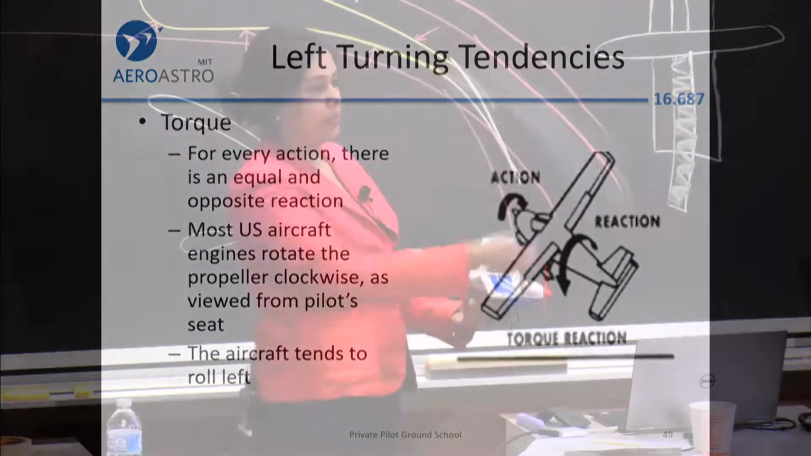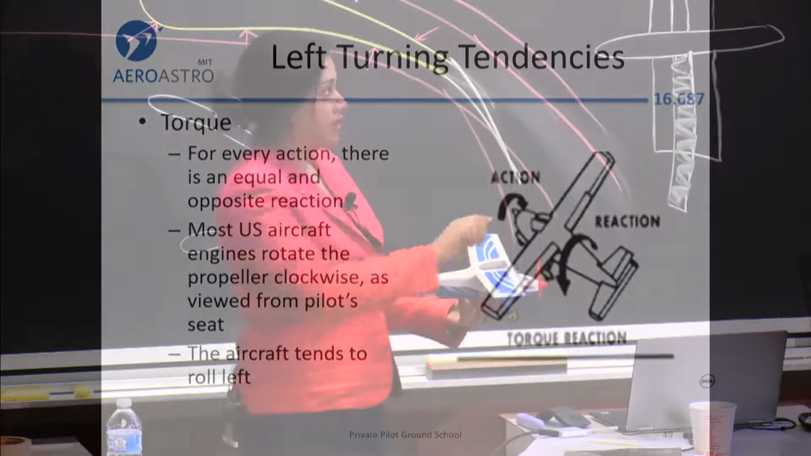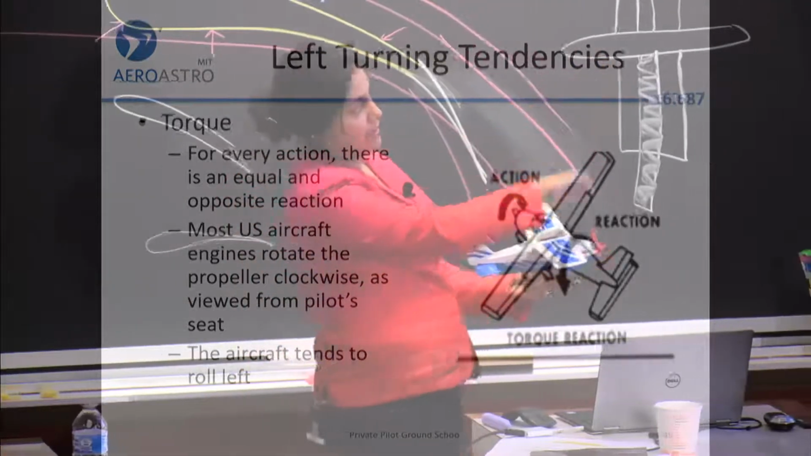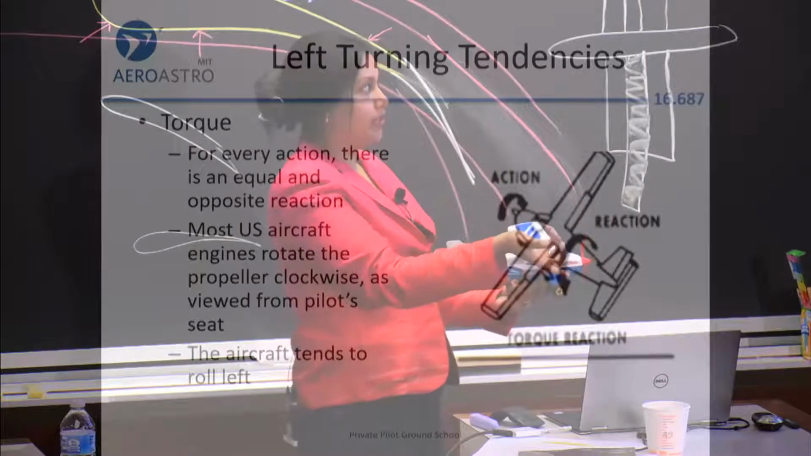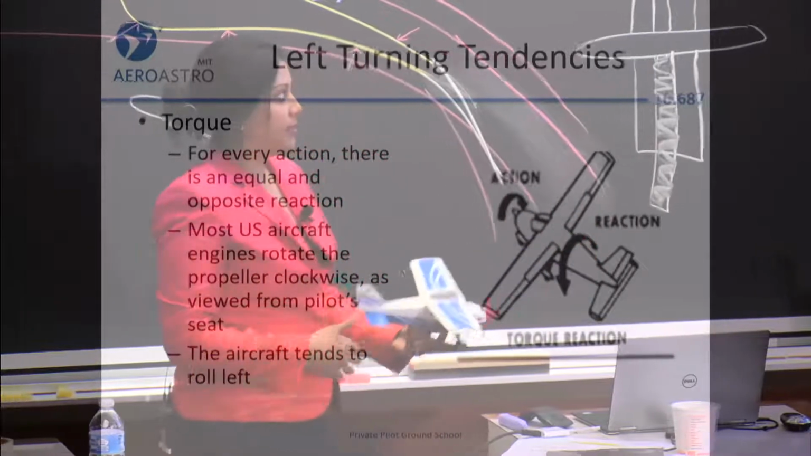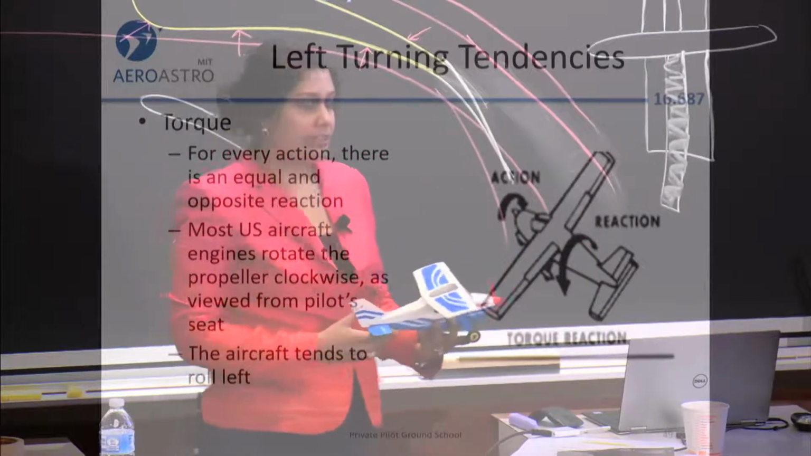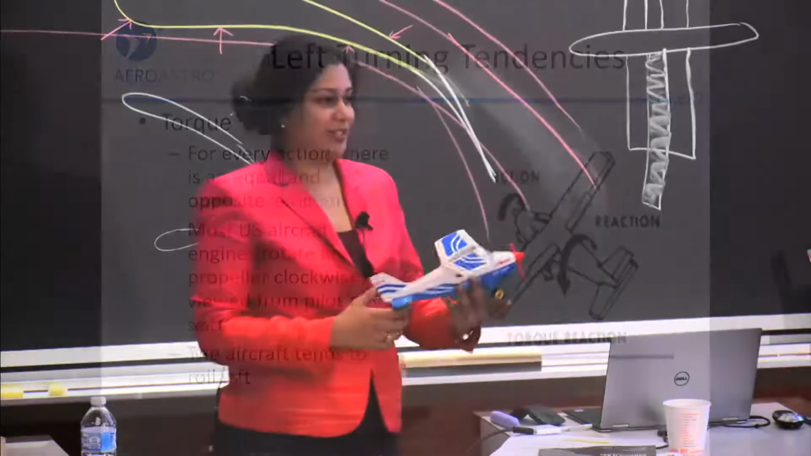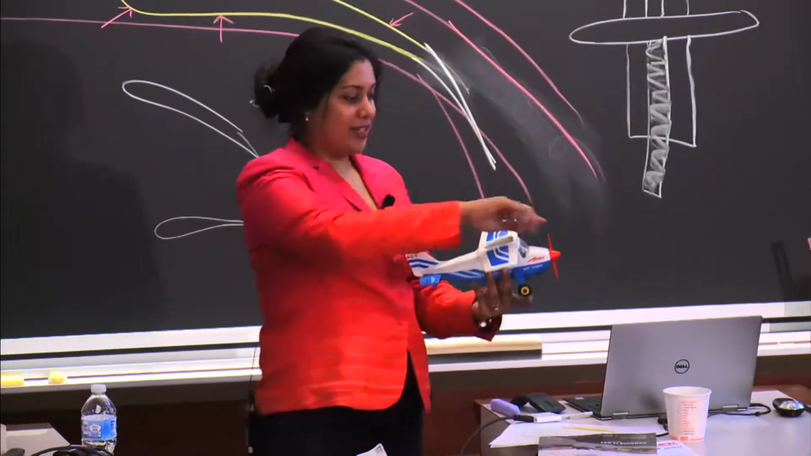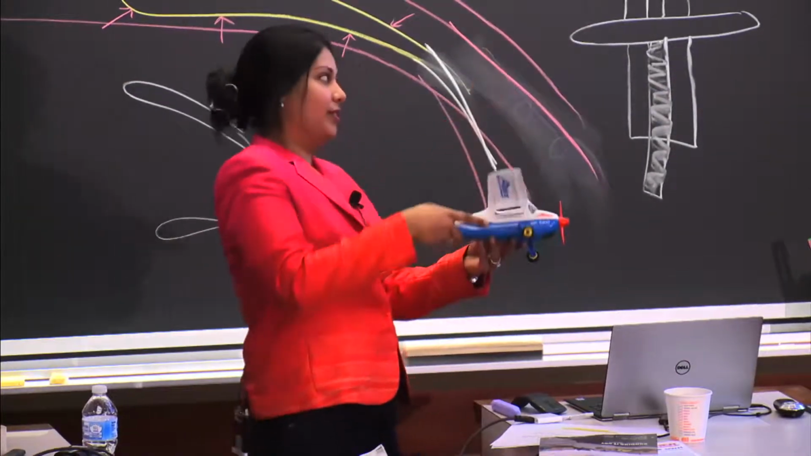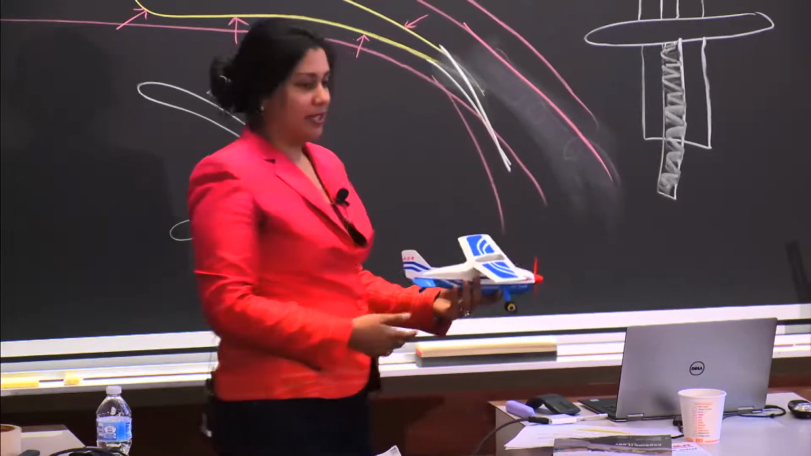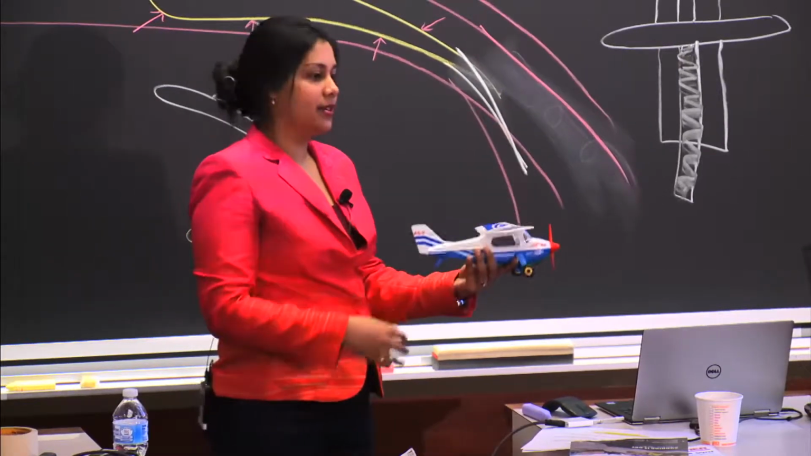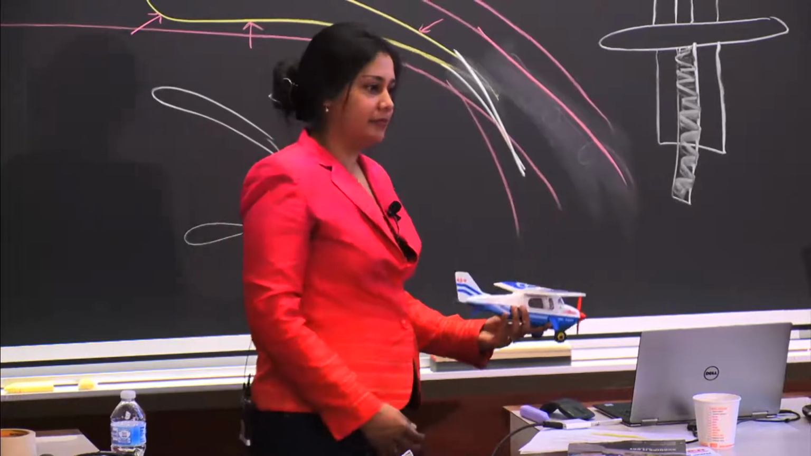Engines actually have the propeller rotating clockwise. You can see that arrow that says action, so that's the propeller rotating clockwise. Because of Newton, we know for every action there's an equal and opposite reaction. Because the propeller is turning to the right, the whole airplane is trying to roll to the left. So that is the first left turning tendency.